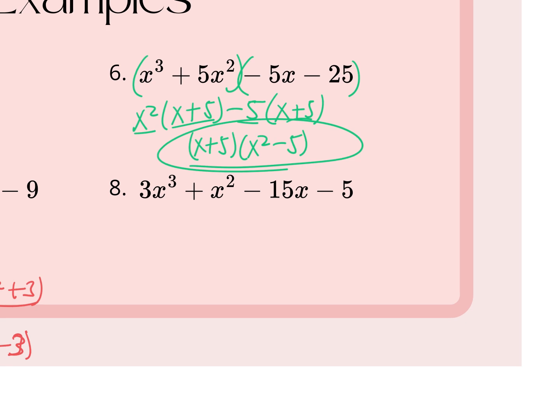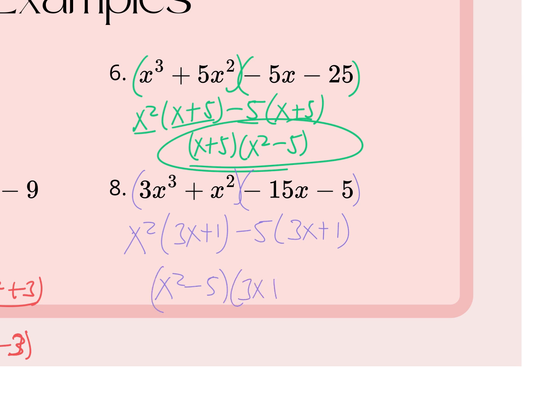Again, 4 terms. It's already in standard form. I'm going to group the first two, group the second two. I can take out an x squared from the first group. I'm left with the 3x plus 1. In my next group, I can take out a negative 5, and I'm also left with the 3x plus 1. So I get an x squared minus 5 in the first group, a 3x plus 1 in the second group. Right, the 3x plus 1 matched. X squared minus 5 became its own set of parentheses.